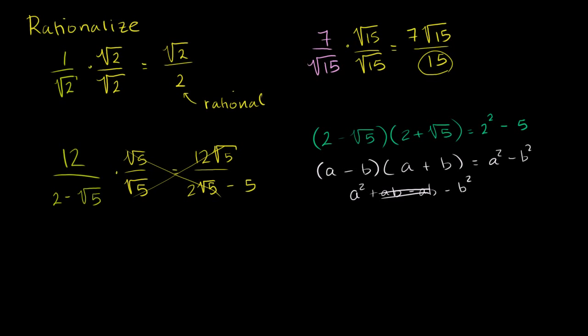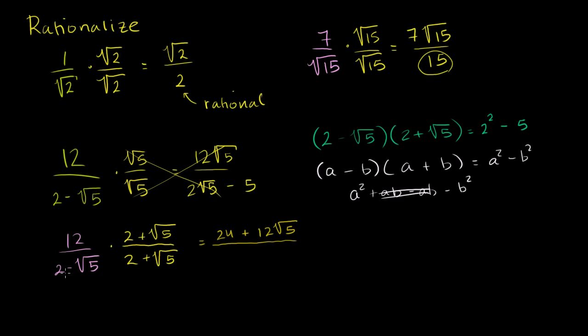So let's do that. Let me rewrite the problem: 12 over 2 minus the square root of 5. In this situation, I just multiply the numerator and the denominator by 2 plus the square root of 5 over 2 plus the square root of 5. Once again, I'm just multiplying the number by 1, so I'm not changing the fundamental number. I'm just changing how we represent it. So the numerator is going to become 12 times 2, which is 24, plus 12 times the square root of 5, plus 12 times the square root of 5.